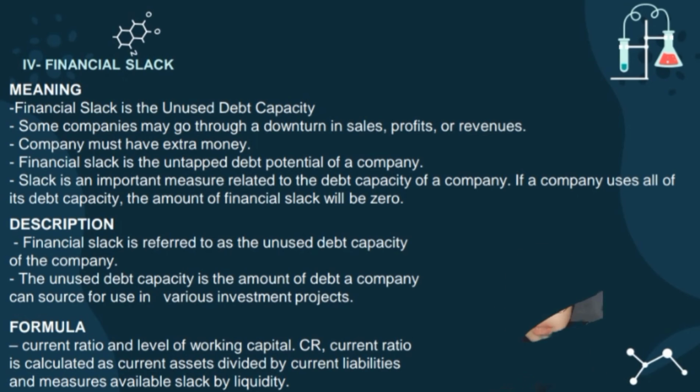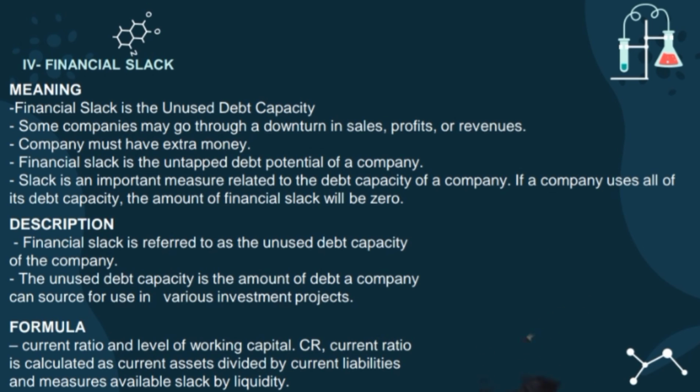Next, I will talk about financial slack. Financial slack is the unused debt capacity. Businesses go through various conditions in their lifetime. There are times when the company earns high income, which can be termed as profit or growth or revenue. On the other hand, some companies may go through a downturn in sales, profit or revenue.